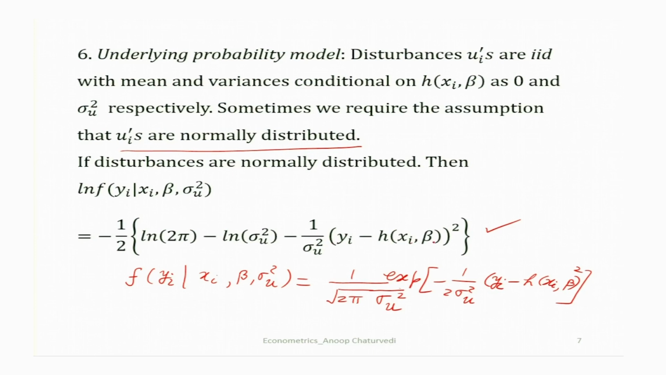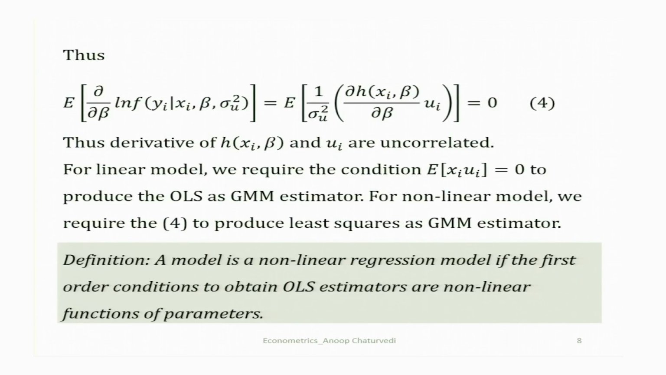y_i minus h(x_i, beta), and then again you get a minus sign from here, and we differentiate h(x_i, beta) with respect to beta, and then y_i minus h(x_i, beta) we write equal to u_i. So, we get del over del beta of log f(y_i | x_i, beta, sigma squared u) equal to 1 upon sigma squared u, del h(x_i, beta) by del beta into u_i. Actually, you have written y_i minus h(x_i, beta) equal to u_i, and then we take expectation of this and we write it equal to 0.